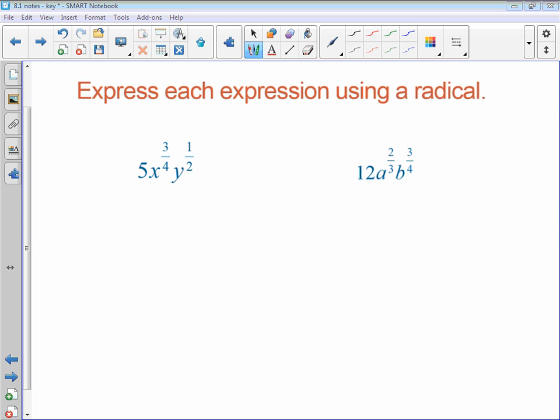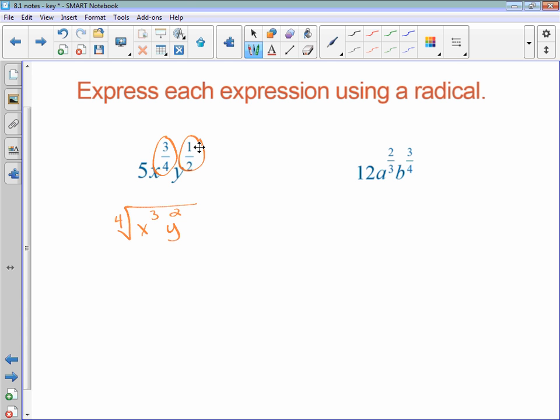All right, guys, so the first one, anytime you are turning it back into a radical, all you have to do is look at your two exponents. We've got 3/4 and we've got 1/2. What would the common denominator be between those? 4, right? So we're going to make this the 4th root. And then the x, it already had 4 as its base for its fraction, right? So it's just going to be x cubed. But your y, what do you think it's going to be? Yep.